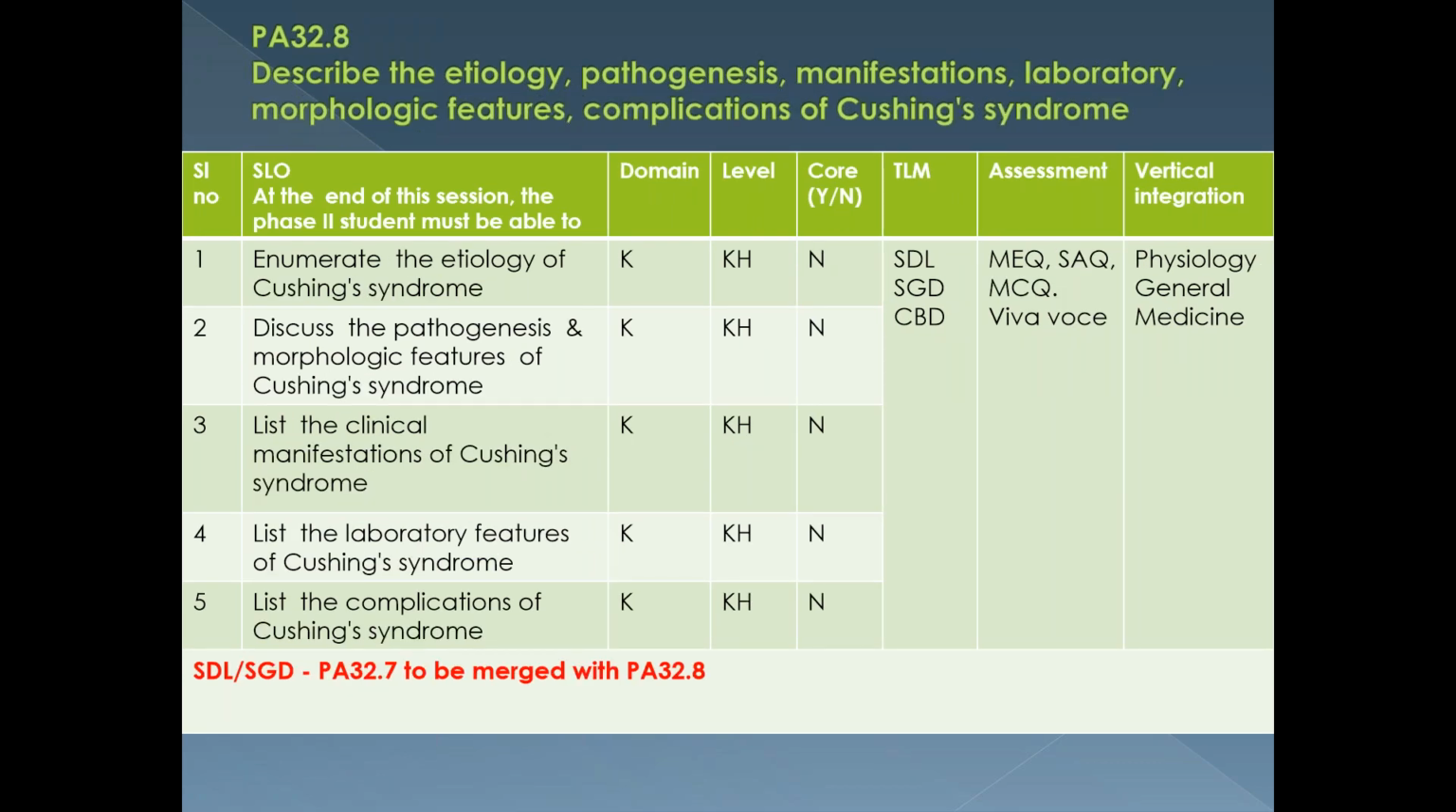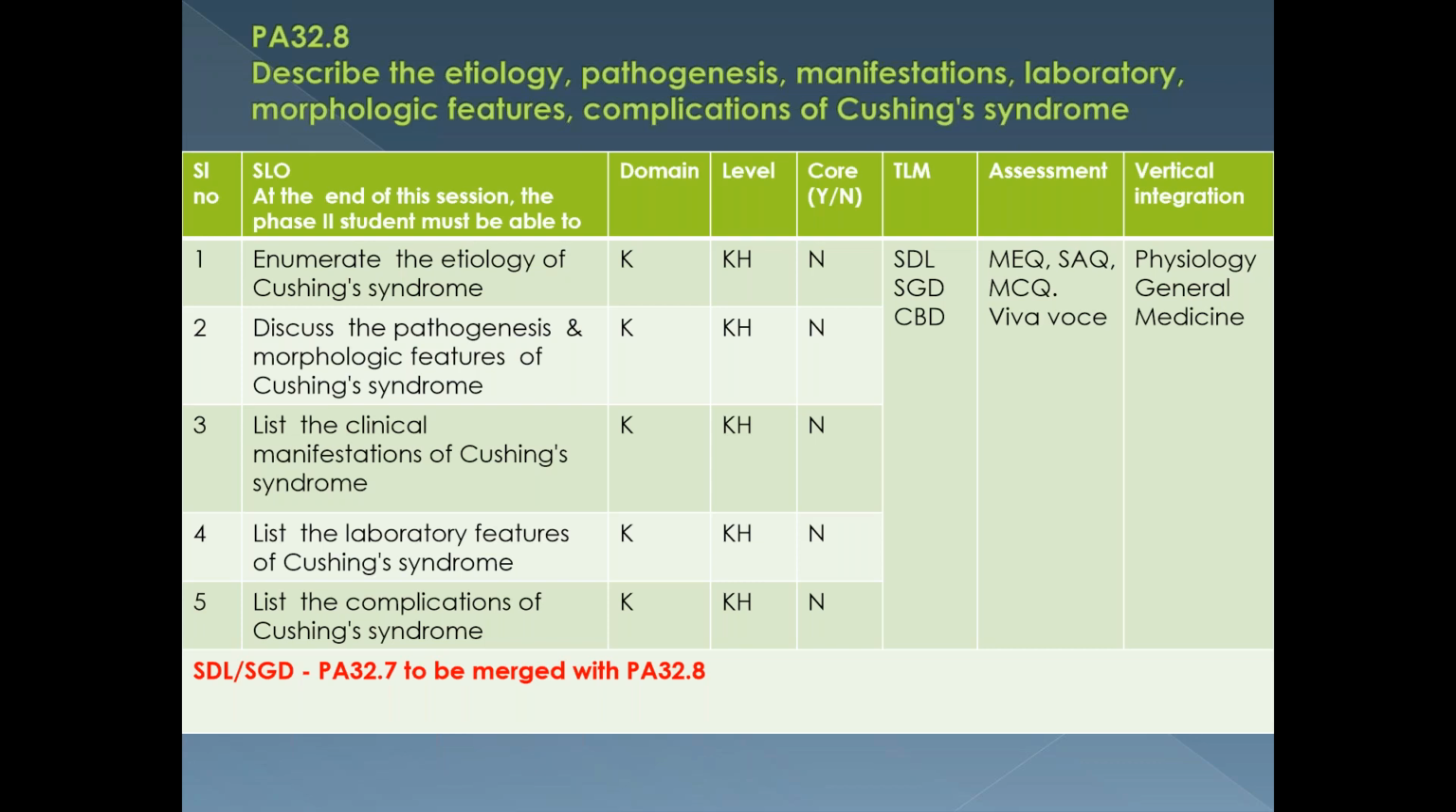32.8, to describe the etiology, pathogenesis, manifestations, lab, morphologic features, and complications of Cushing syndrome. So after hypoadrenalism, we have hyperadrenalism, and the SLOs derived are to enumerate the etiology of Cushing syndrome, to discuss the pathogenesis and morphologic features of Cushing syndrome, to list the clinical manifestations of Cushing syndrome, to list the lab features of Cushing syndrome, and to list the complications of the same.